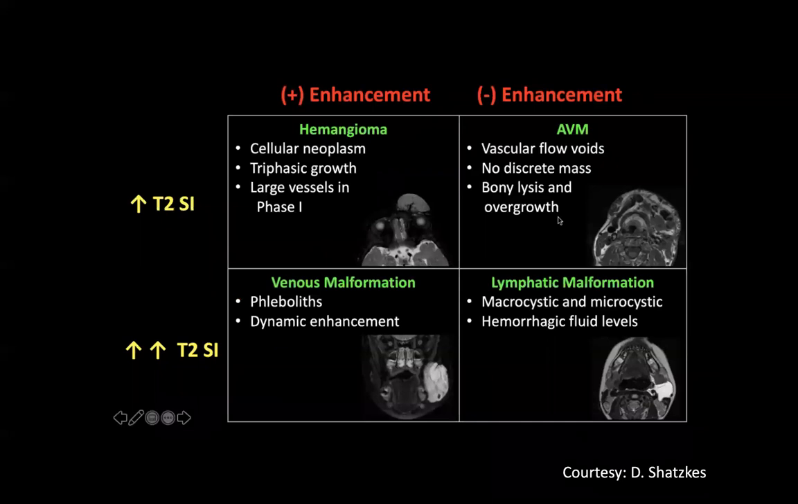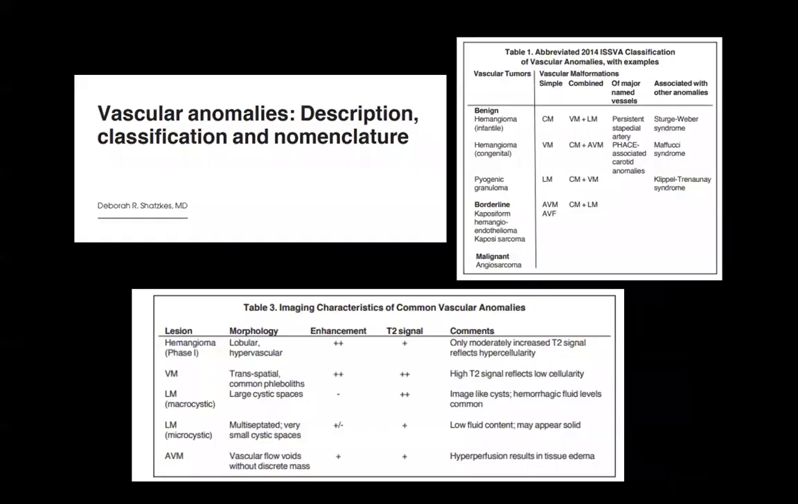And this is just a summary slide from Deborah Schatkes, who gave me these slides, where basically this slide stresses the element of differential diagnosis. So remember, flow voids are present in hemangioma and AVM; no mass, but worsening over time. Venous malformations are not tumors, and they are characterized by phleboliths and also patchy enhancement. Lymphatic malformations are multicystic most of the time, with fluid levels, transfacial. And I showed this because the only one that is a tumor in this group of diseases is a hemangioma. The others are vascular malformations.